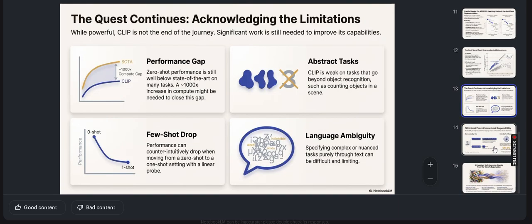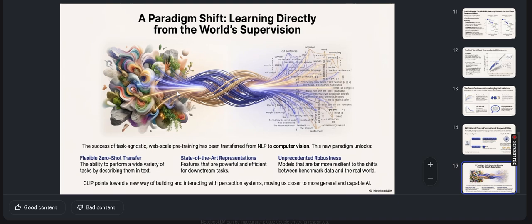So this is NotebookLM. You can just get these slides and all that.